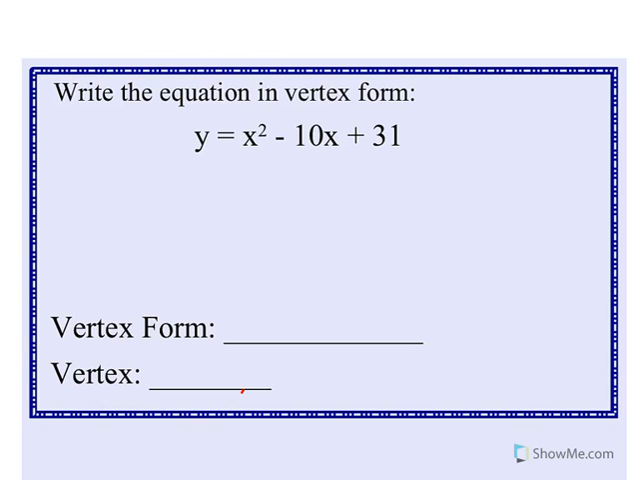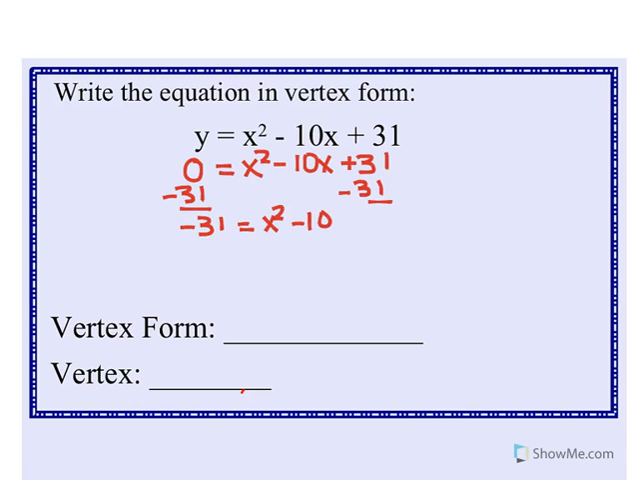So the first thing we're going to do is change the y to a 0 because we want to solve. We are not graphing right now. The next thing I need to do is to get my constant over to the other side. That leaves me with the equation negative 31 equals x squared minus 10x, plus something. I created space for that something. The way I find that something is I take my b value, my negative 10, I cut it in half, which is negative 5, and then I square that. Well, two negative 5s would be a positive 25.